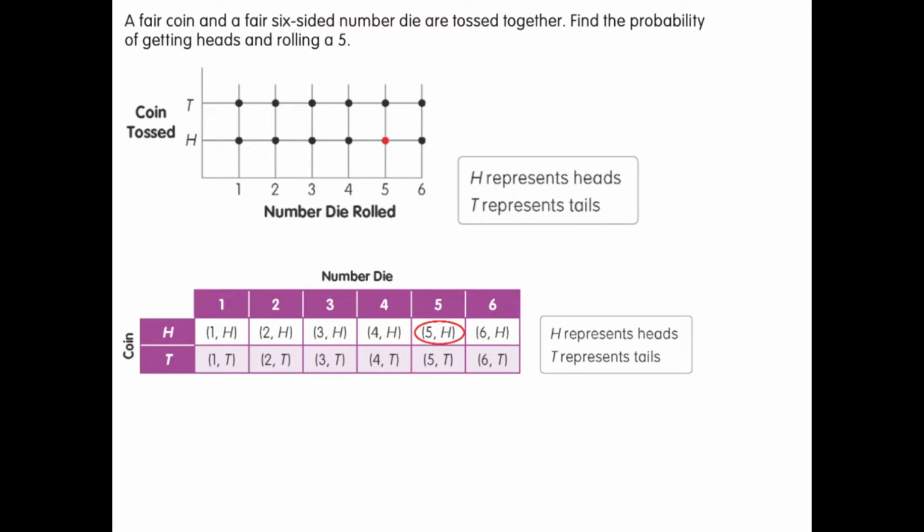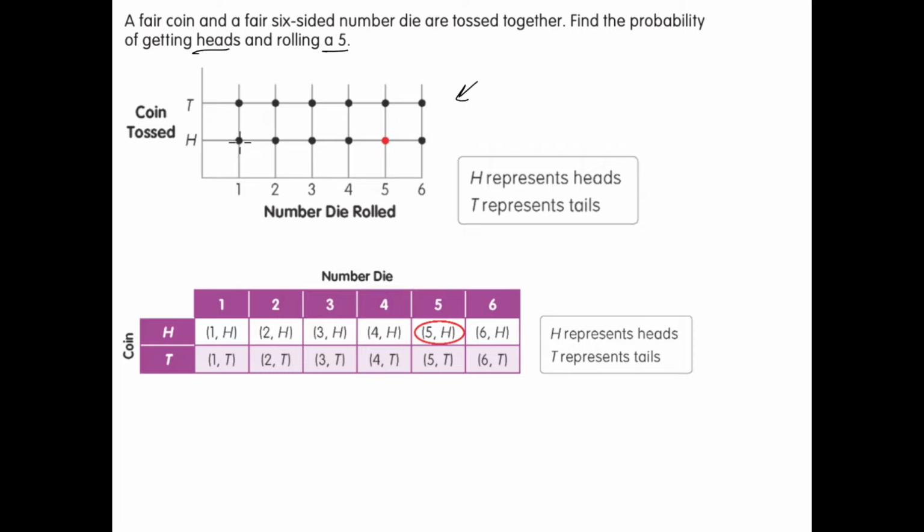In this next example, we're looking at a fair coin, which means heads and tails, and a fair 6-sided number die being tossed together. So that would be 1 through 6 on the sides. We want to find the probability of getting a heads and rolling a 5. So our first possibility diagram is a 2-way grid. And on the left side, we just have tails and heads. And then on the bottom here, we have 1 through 6. So this shows us how many total outcomes we could have.